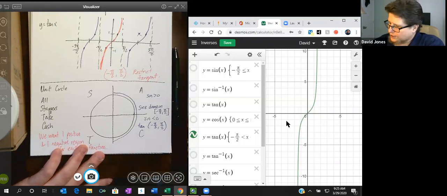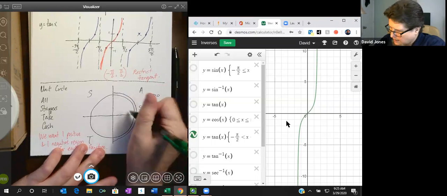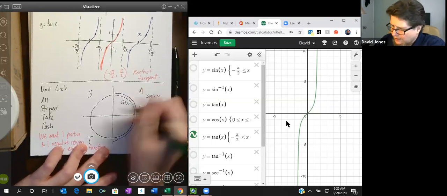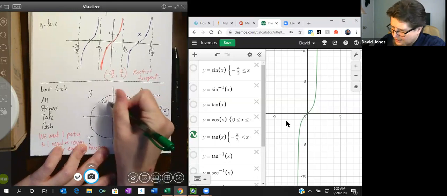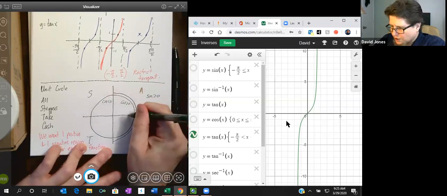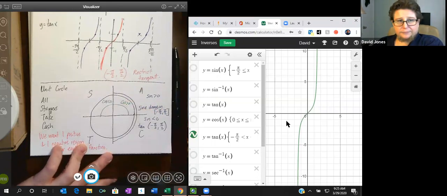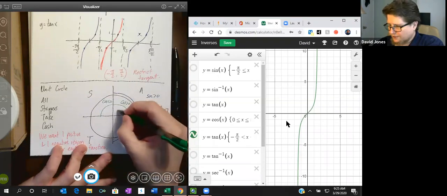And if we look at cosine, cosine is greater than 0 here. Cosine is less than 0 over here. So we restrict cosine to be that region. And you'll notice that goes from 0 to pi.